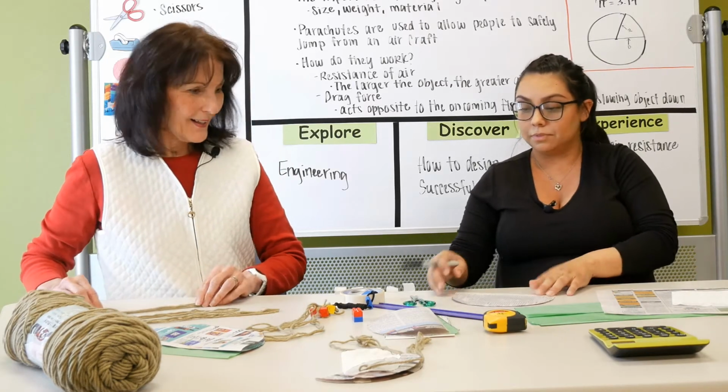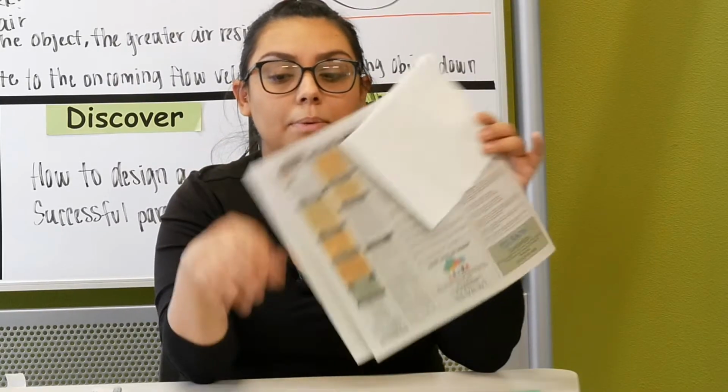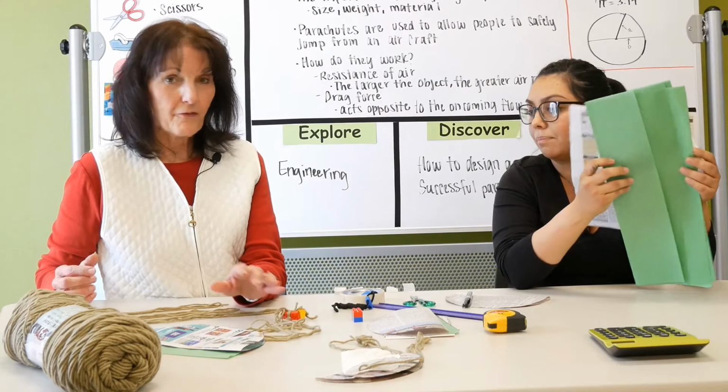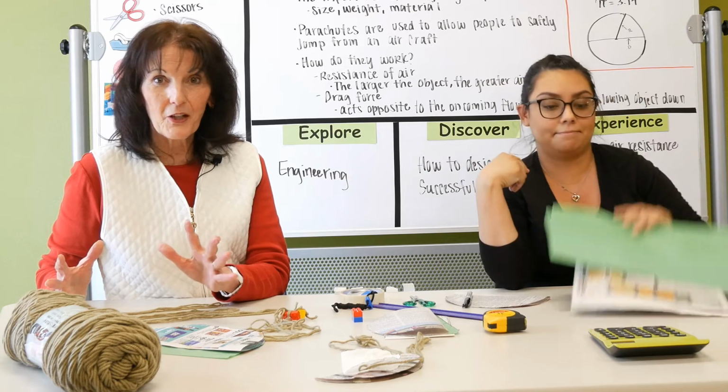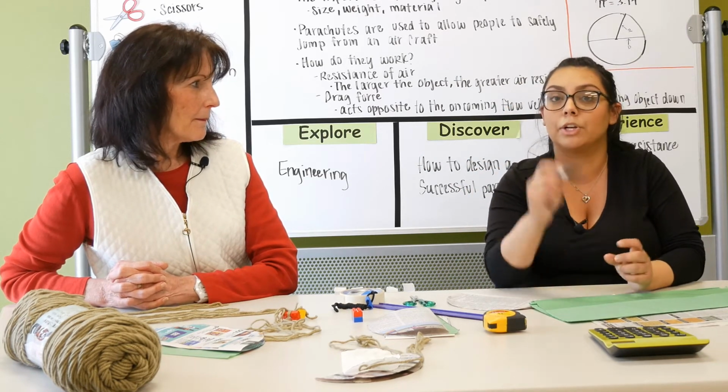Okay. So first thing, you're gonna choose a bunch of different materials. As you can see, we have newspaper, we have a napkin, we have tissue paper, you can do construction paper, fabric, anything you can find in your house. It's worth a try. See what material is going to work better, and this is where you can experiment.